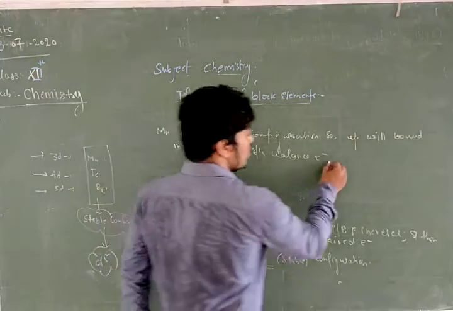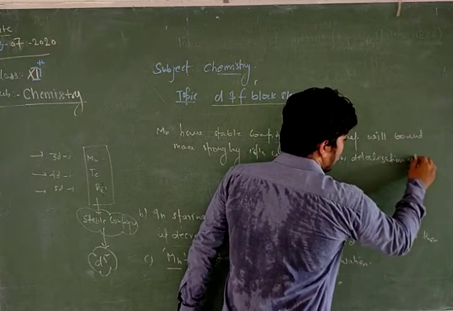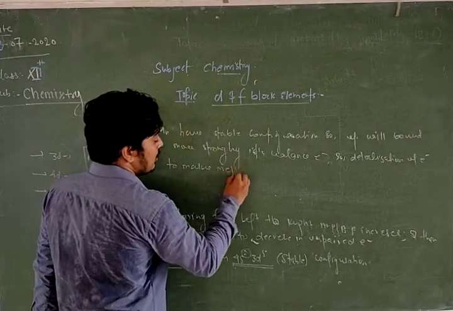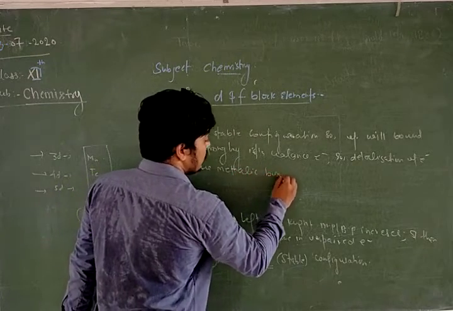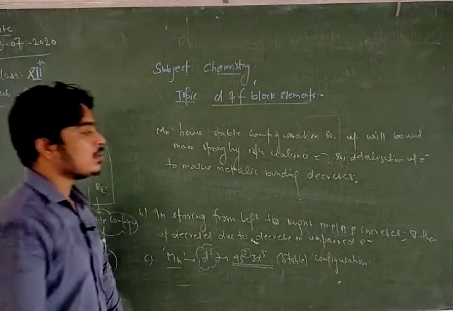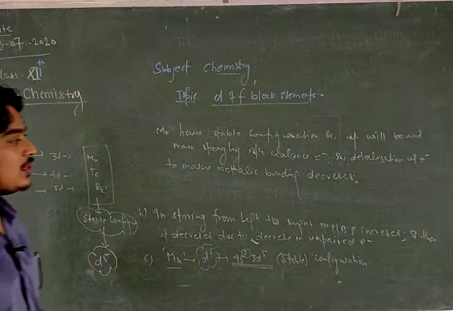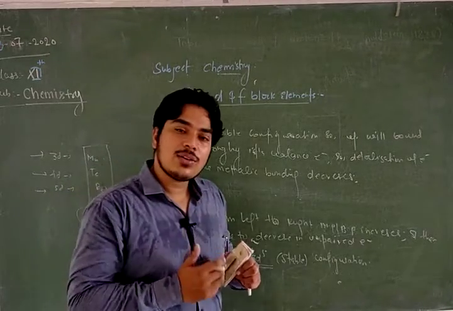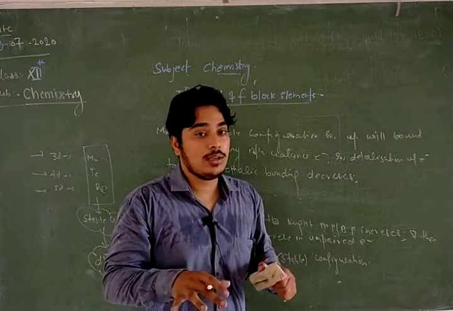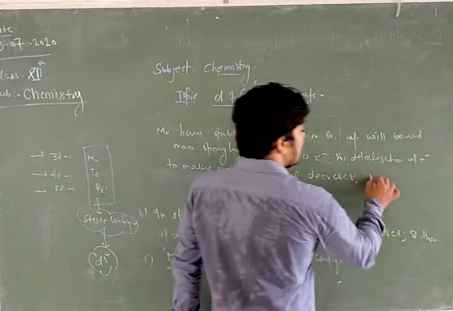So delocalization of electron to make metallic bonding decreases. What happens? Manganese has stable configuration. Manganese, Tc, Re, these have stable configuration. So this valence electron will not be delocalized to make strong metallic bonding. Means metallic bonding will be weaker. If bonding will be weaker, then melting and boiling point will be lower.